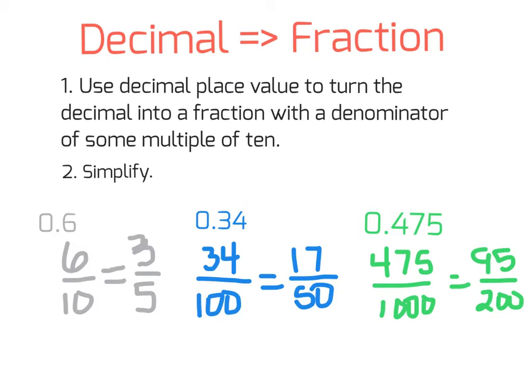So 95 divided by 5, well, that is 19. And 200 divided by 5 is 40. Yes. So that is our answer for that number. 19 over 40. So that is how you turn a decimal into a fraction. Now let's look at the other way.